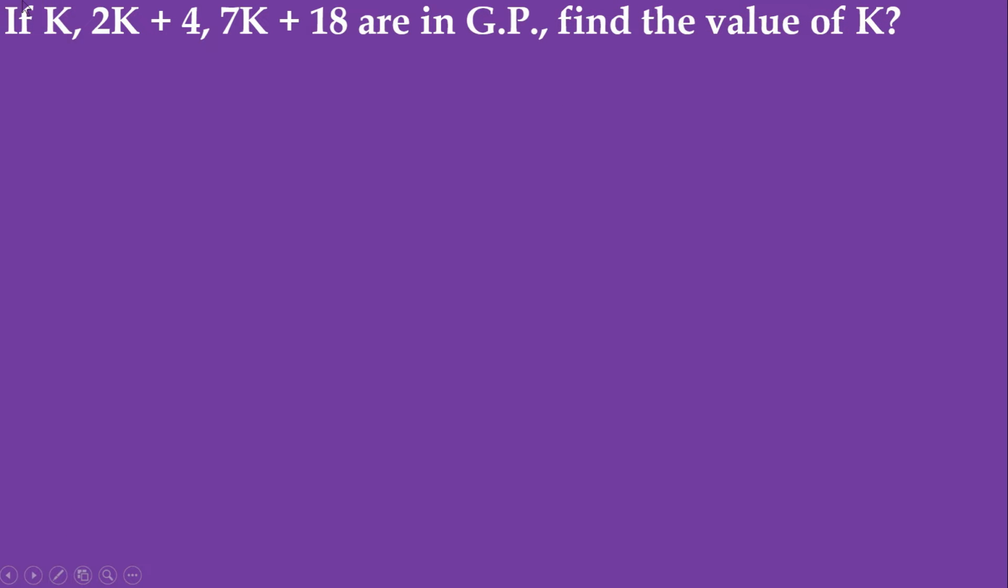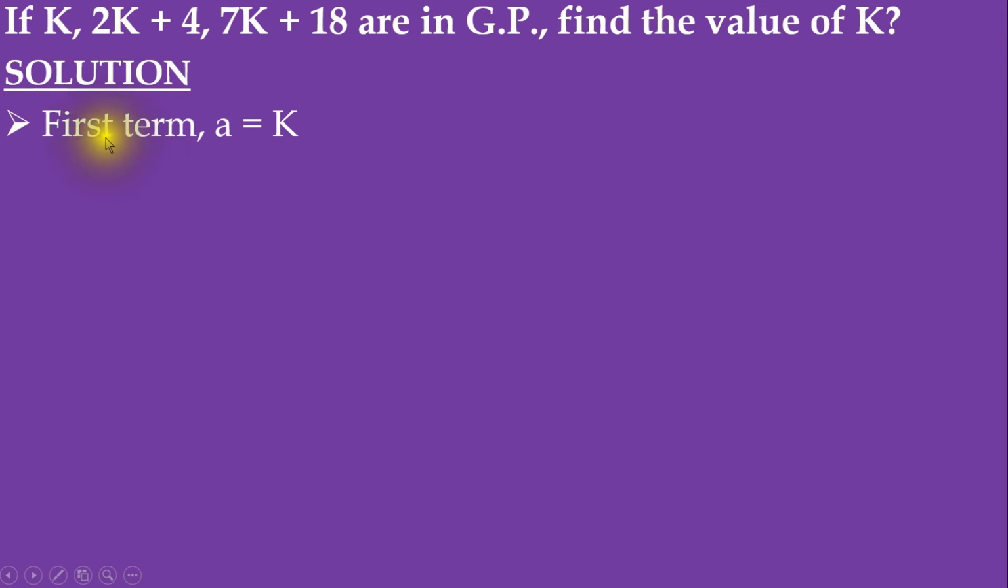In this question, they have given a sequence and the sequence consists of three terms and the three terms are k, 2k plus 4 and 7k plus 18. So in this question, we have to find the value of k. Now we will move to the solution.